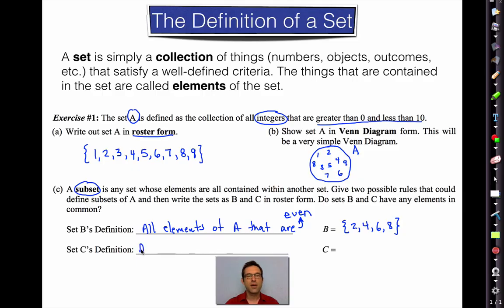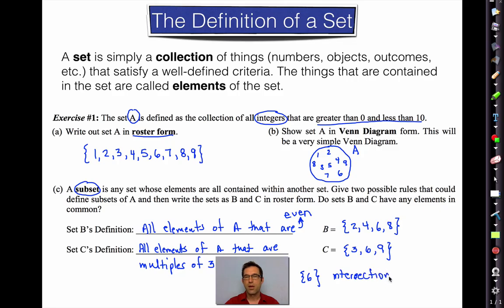So let's say all elements of A that are multiples of 3. All right, we should know what multiples are, right? That's again very well-defined criteria. So 3 times 1 is a multiple of 3. 3 times 2 is a multiple of 3. 3 times 3 is a multiple of 3. Right? 3, 6, 9, multiples of 3 all lie within A. And yeah, they do have elements in common. The one element they have in common, known as their intersection, and we'll work more with intersections.